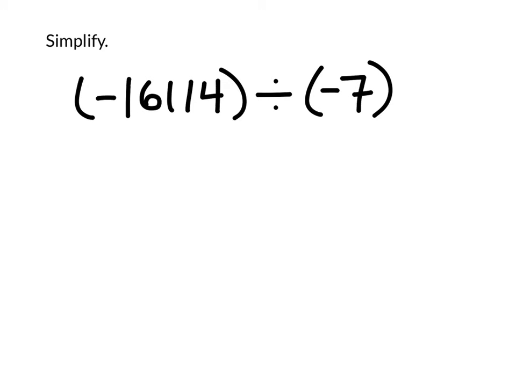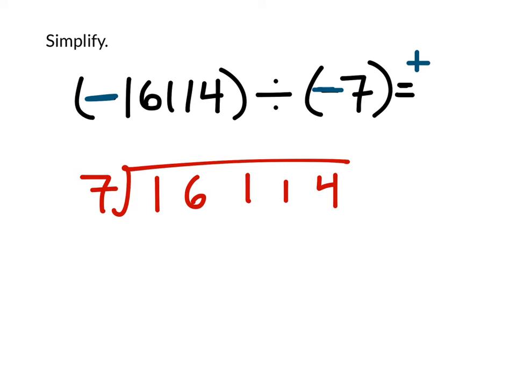For this problem, it's going to work the same way. We just need to figure out how many negatives there are first. And we have the one there and this one here. So right away I can see that my answer, since there's two negatives, 2 is an even number of negatives. So therefore I know my answer is a positive, and I'll just write that up here so I don't forget. After that, it's straight division. That looks like 16,114. And we're going to divide that by 7.